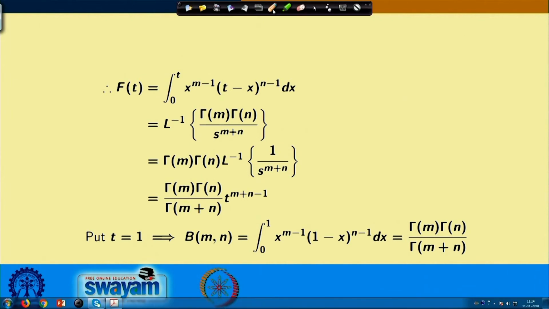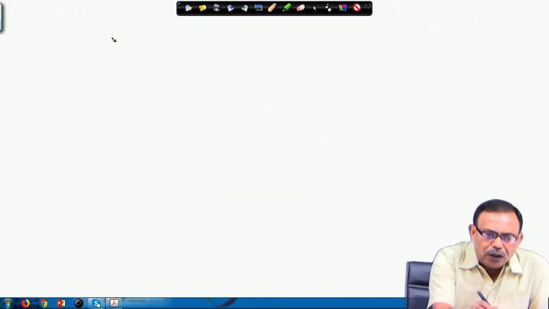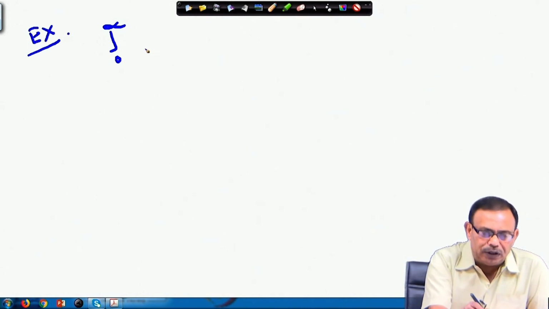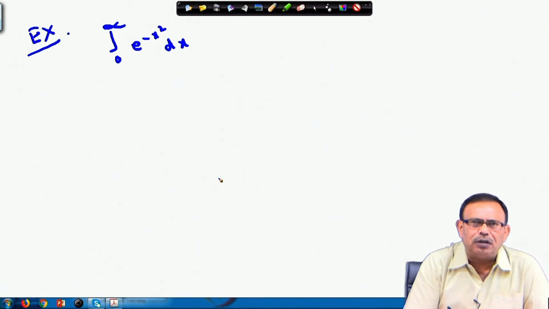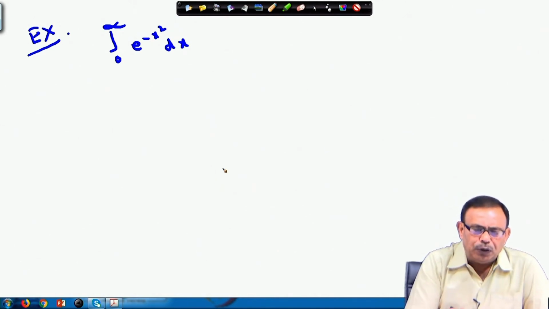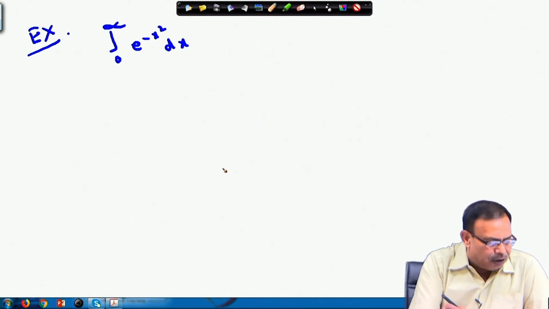Let us take another example. We want to evaluate the integral from 0 to infinity of e power minus x square dx. I think sometime back we did it earlier also, using of course, the Laplace transform.